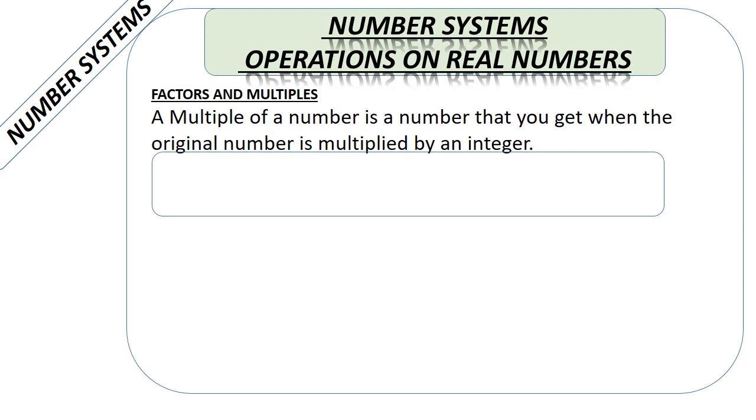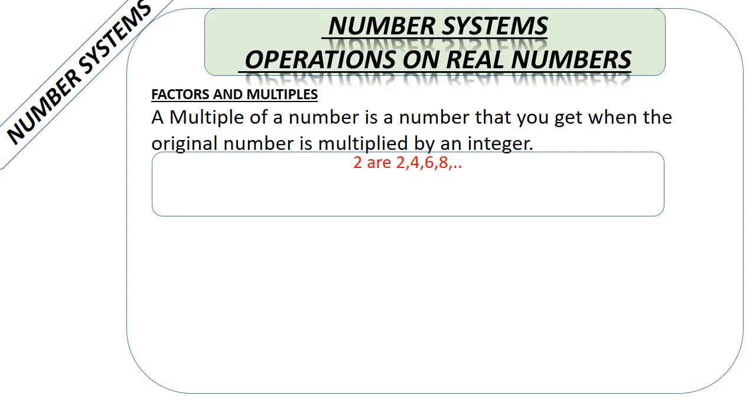So 2 times 1 is 2, so 2 is a multiple of 2. The next number after 1 is 2. 2 times 2, we get 4, so 4 is a multiple of 2. The next number is 3. 2 times 3 is 6, which means 6 is a multiple of 2. So the multiples of 2 are 2, 4, 6, 8, 10, 12, 14, 16, 18, 20. I think you get the idea.